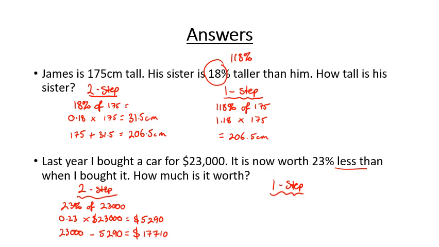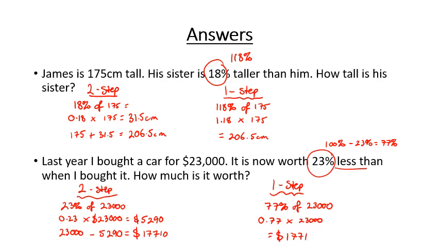Remember our one-step process. Okay, our multiplier. Now we know this is a decrease, so it was 23% less, so that's actually 100% minus 23%, and that actually gives us 77%. So we're essentially trying to find 77% of 23,000. Remember, this just becomes 0.77 multiplied by 23,000. Put that into our calculator, but we know straight away, because we've already got the answer, it's going to be $17,710.